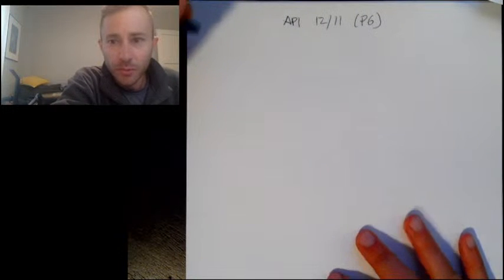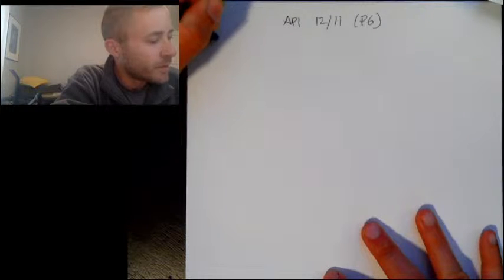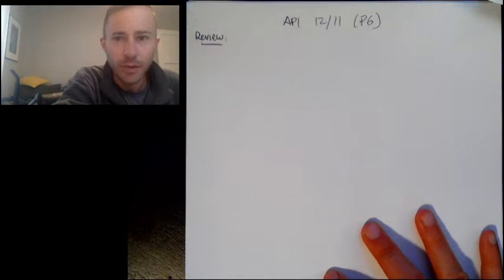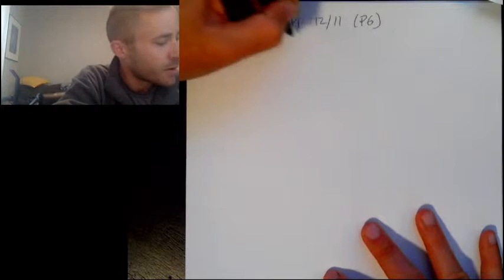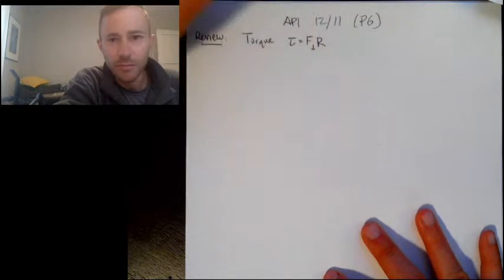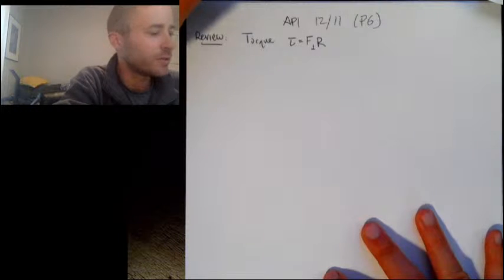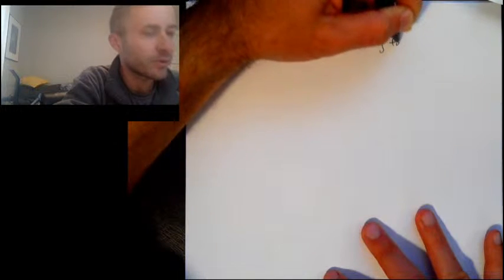Okay, I'm going to get started. So, let's start off with a little review of what we've learned so far in this unit. We've learned about torque, which is denoted by the Greek variable tau, and it's equal to the perpendicular component of the force times distance. So torque is basically a twisting force. That's what a torque is.